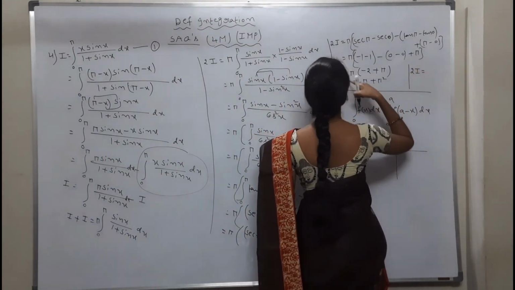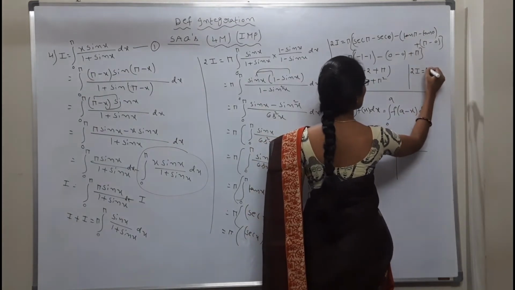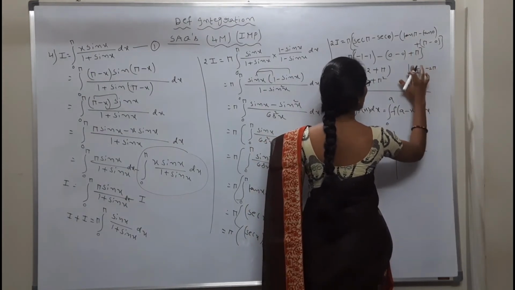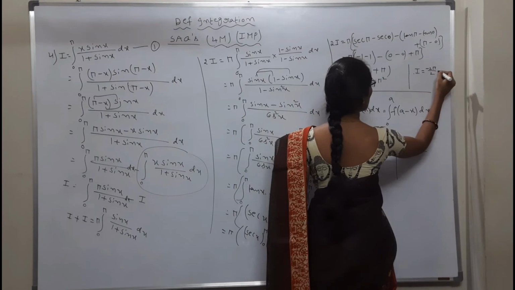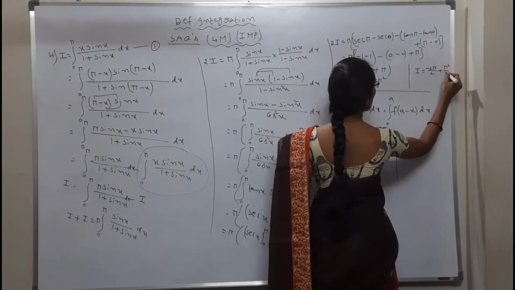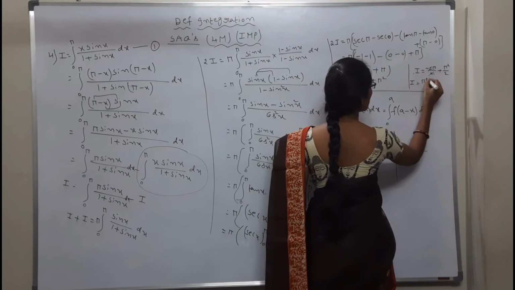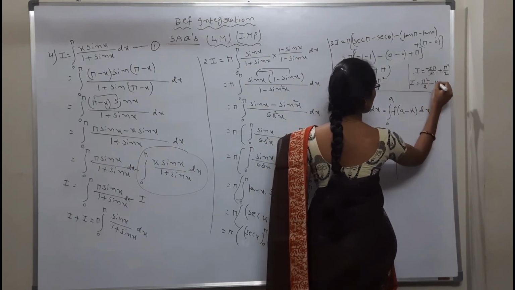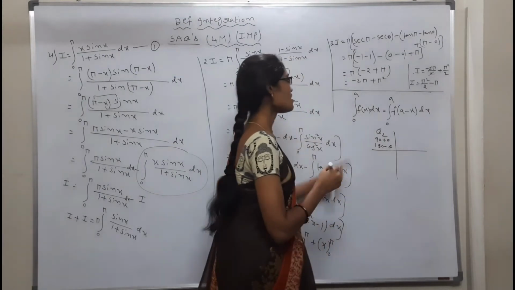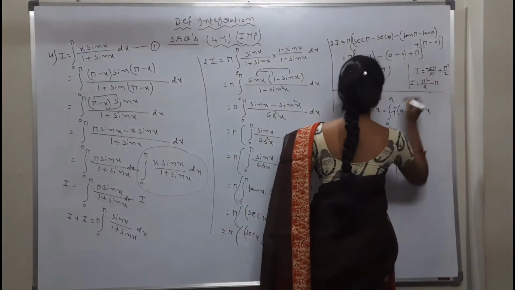2I is equal to minus 2 pi plus pi square. Dividing by 2, I is equal to minus 2 pi by 2 plus pi square by 2; the 2 gets cancelled. Writing in order, pi square by 2 minus pi. This is the answer: pi square by 2 minus pi.